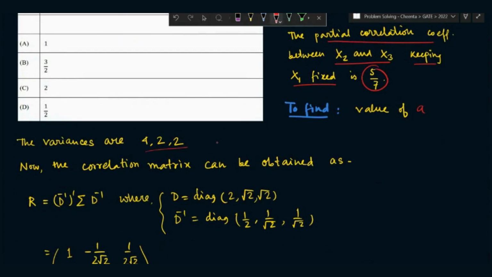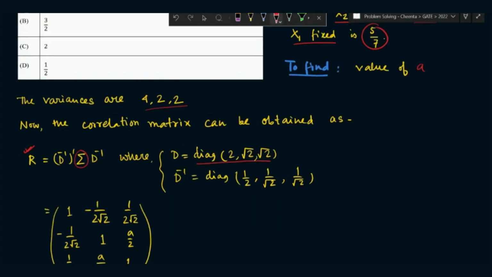Now the correlation matrix can be obtained from the formula, equal to R. R is the correlation matrix, Sigma is the variance-covariance matrix, and D is the diagonal matrix consisting of the standard deviations of the random variables x1, x2, and x3. So R can be obtained by D inverse transpose into Sigma into D inverse. D inverse is basically a diagonal matrix with diagonal elements 1/2, 1/root 2, and 1/root 2. This can be found from the D matrix. You can check, the inverse is this.